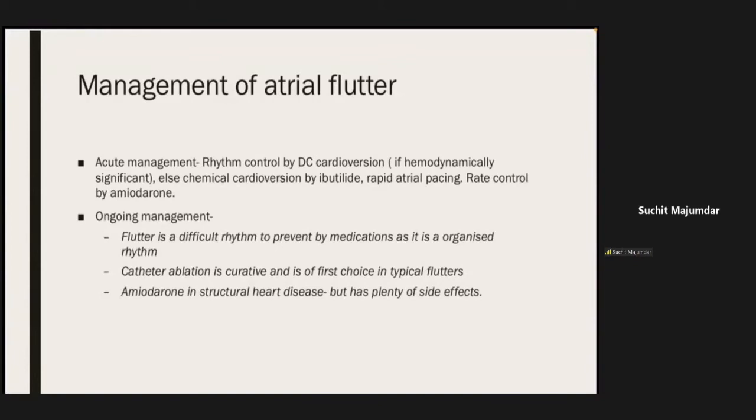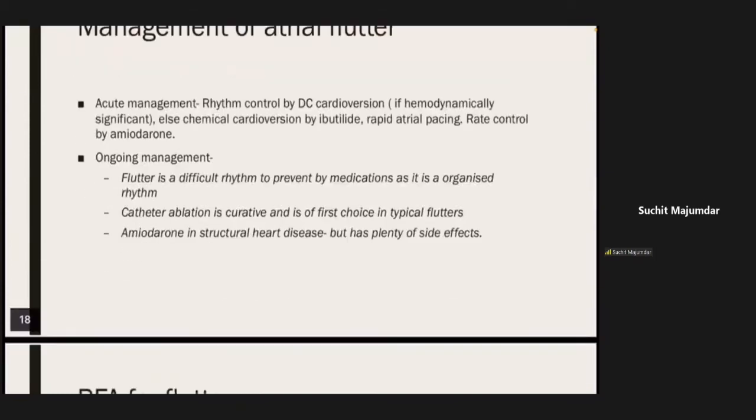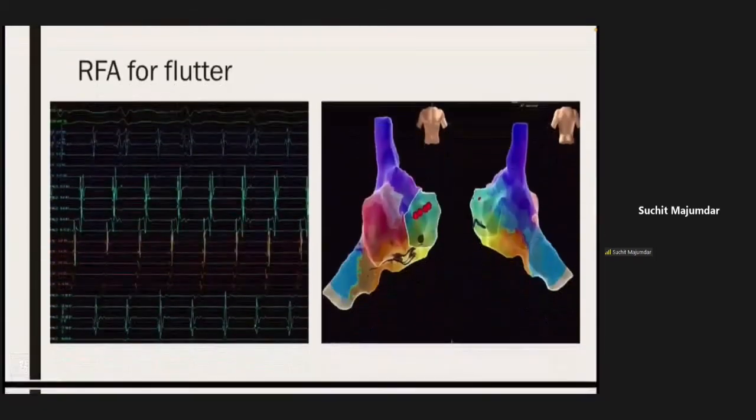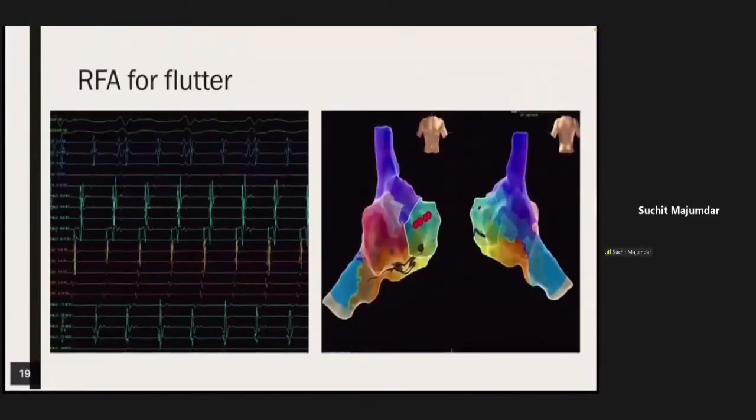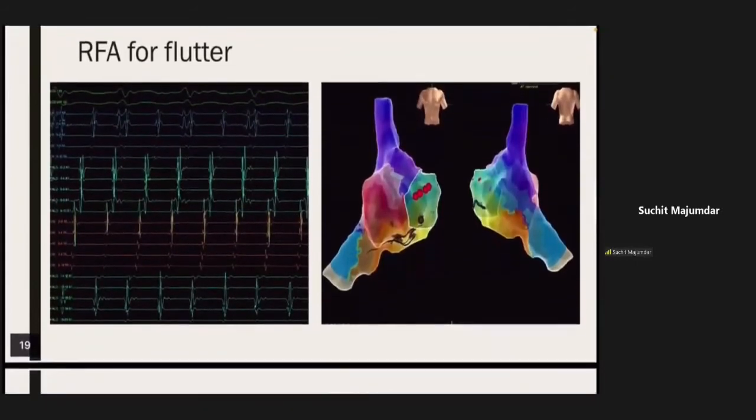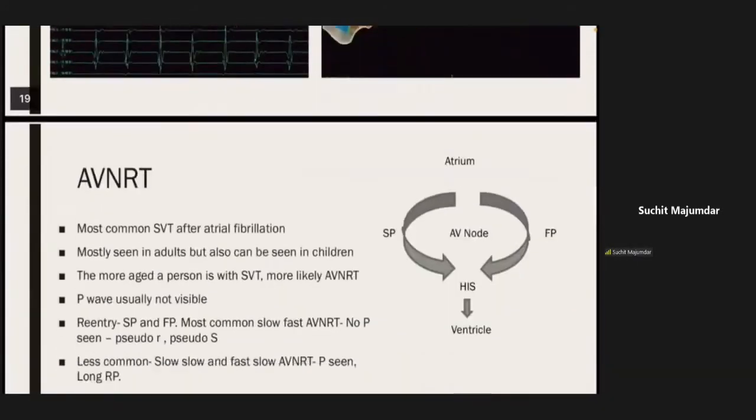Ongoing management: one thing very important, flutter is a difficult rhythm to prevent by medication, as it is an organized rhythm, unlike atrial fibrillation. So catheter ablation should be taken as the first choice because it is curative, and it is the first choice in typical flutter. But if you have a structural heart disease, you may try amiodarone and other drugs because they actually have multiple circuits and are difficult to ablate. So this is an example of radiofrequency ablation for a flutter which we have done, and a particular part of the right atrium called the cavotricuspid isthmus was ablated, causing the termination of the arrhythmia.